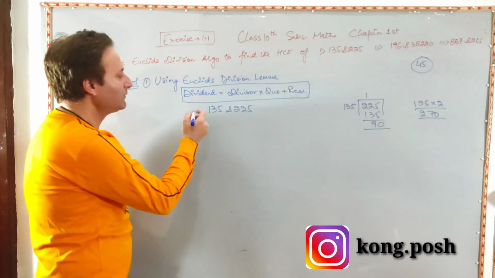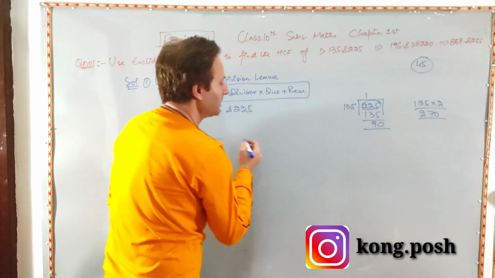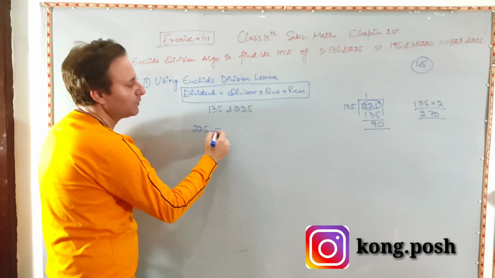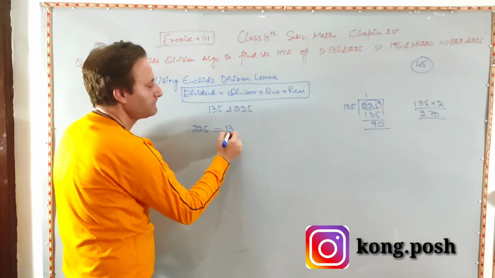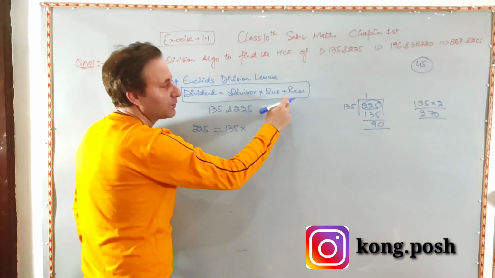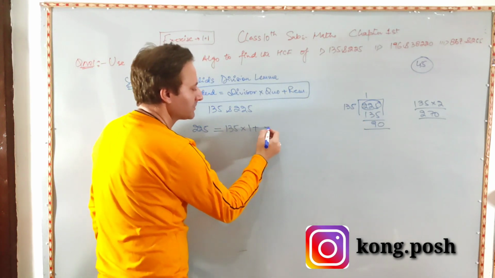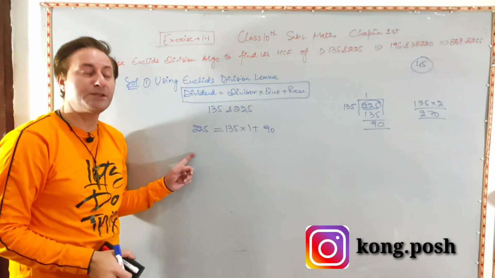So I will say this thing is known as dividend. So 225 is equal to divisor, which is 135, multiplied by quotient, which is 1, plus remainder, which is 90. Okay, so this is the first step in the Euclid's division.